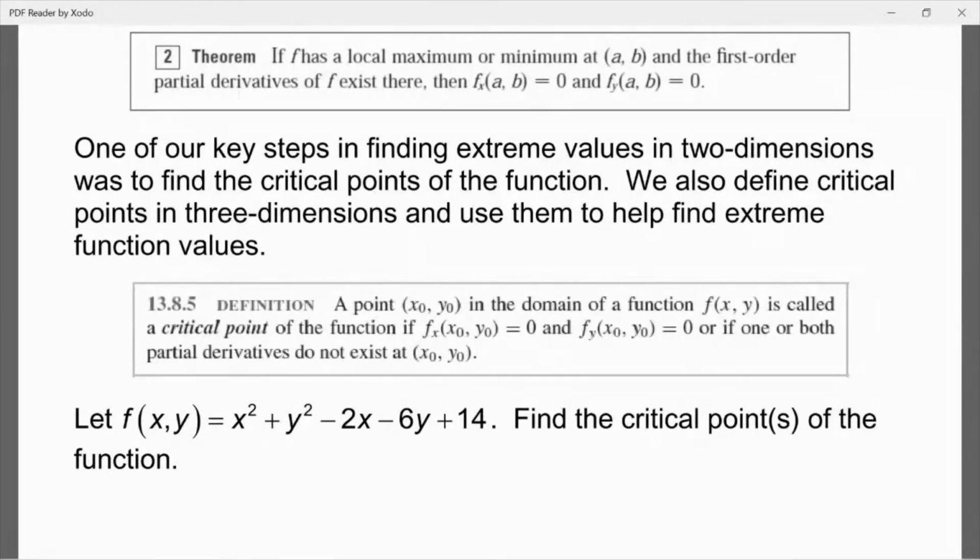There's one that really tends to show up for us, which is if our x partial and our y partial are both 0 at some point, then we've got a critical point. But it's also possible we might have one or both of those partial derivatives fail to exist at a point, and that would also be defined as a critical point. So for us, typically, our critical points are going to be the point where the x partial and the y partial are both 0.